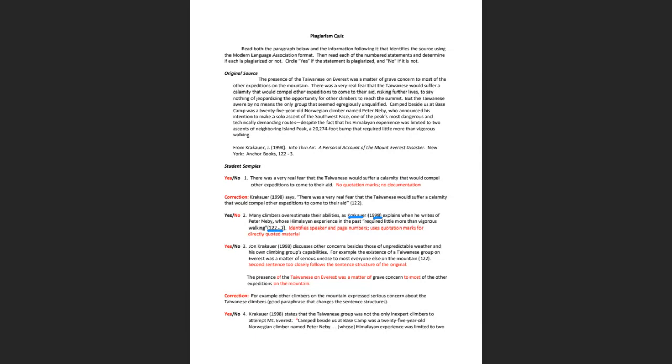So that's the reason. Notice that presence replaces existence, and serious unease replaces grave concern, and then everyone else replaces other expeditions. So that's why this is plagiarized. It's not copied word for word, but it's the same sentence structures. Okay, hope that makes sense.